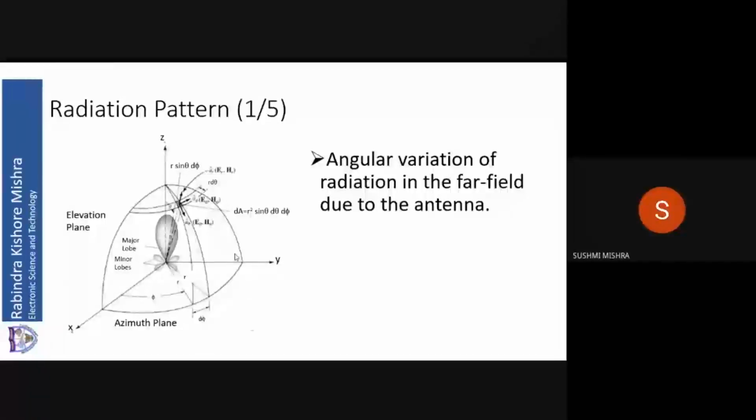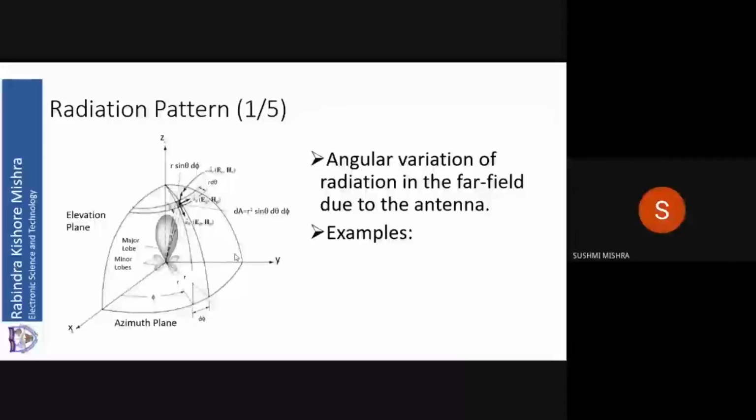This is a 3D pattern for the antenna. The larger lobe contains the maximum amount of energy; that is called the major lobe or the main lobe. The smaller lobes contain much less energy. These are called minor lobes. We'll discuss and classify some more lobes later.